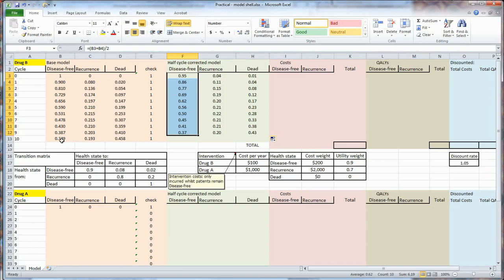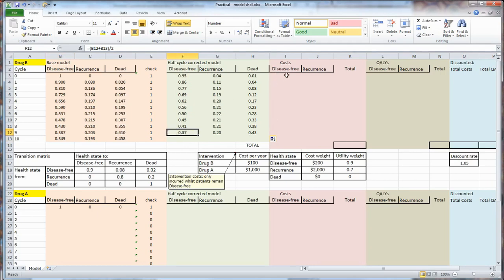And one of the questions on the workbook was, why don't we estimate the half cycle corrected proportions for the 10th cycle? And that's because the 10th cycle is actually the 11th cycle, because we started with cycle 0, and this is giving us the proportion of patients who are in each state at the end of the 10th cycle. So we need the people who are in each state at the end of the 10th cycle, so we can estimate this half cycle corrected adjustment for the 10th cycle of the model.